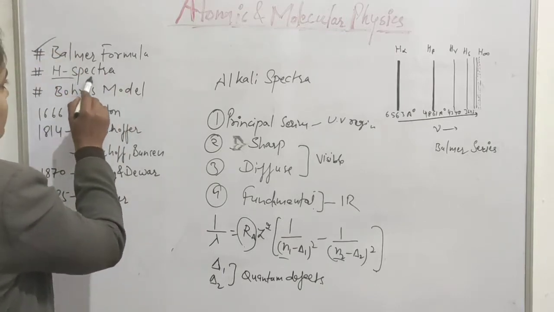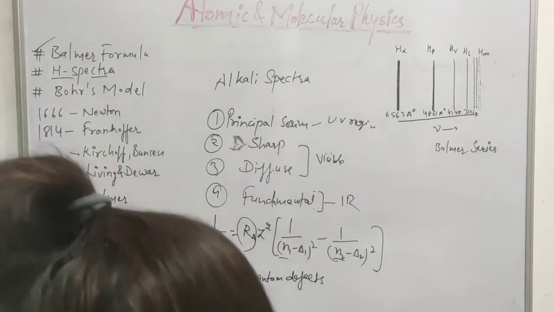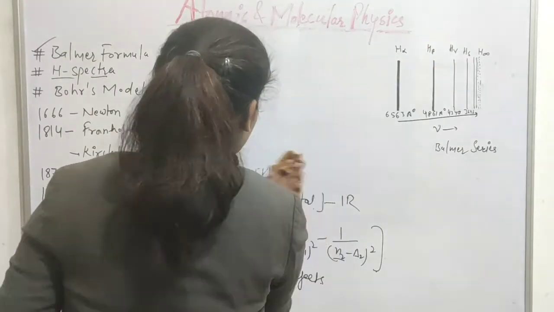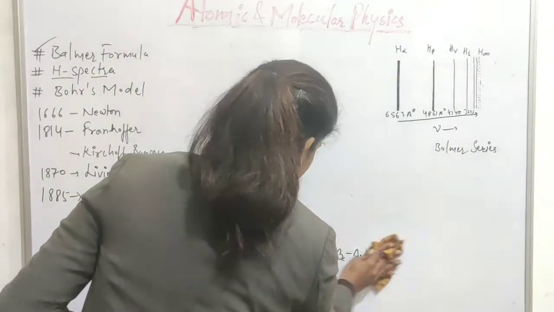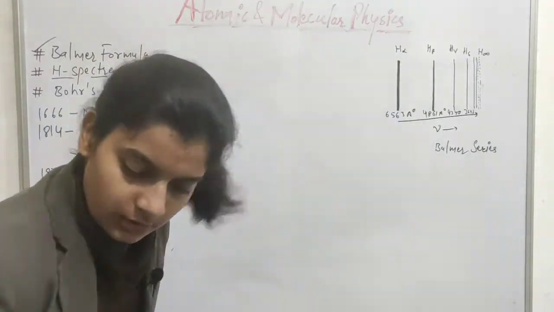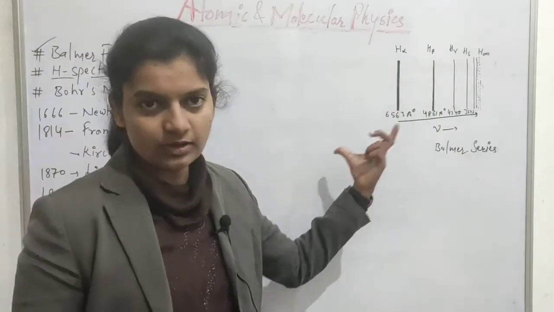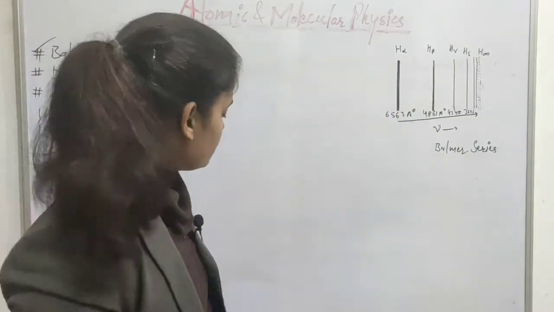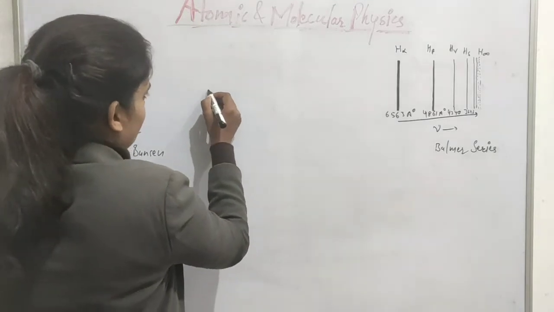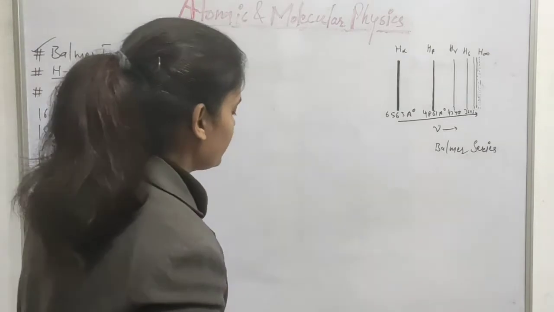Next we will see the hydrogen spectra. We have discussed the visible part of the hydrogen spectra. That visible part comes under the Balmer series. Balmer was the first to observe the spectra of hydrogen. Next we have some series of hydrogen atom corresponding to that. Let me first write the name.